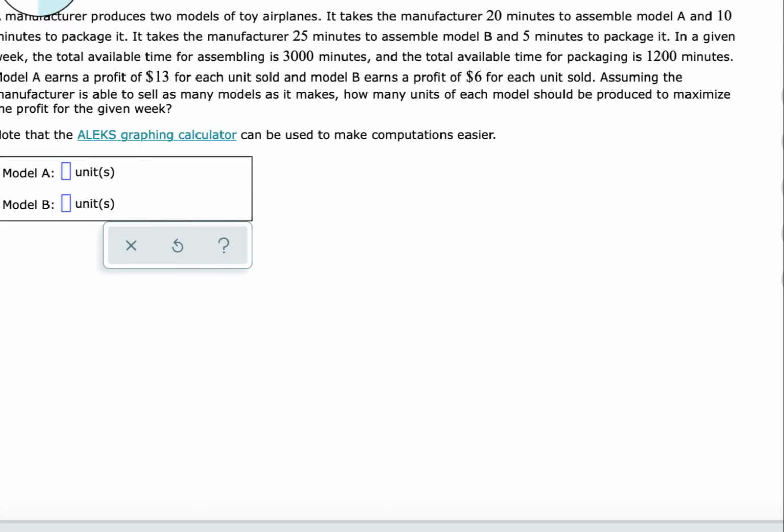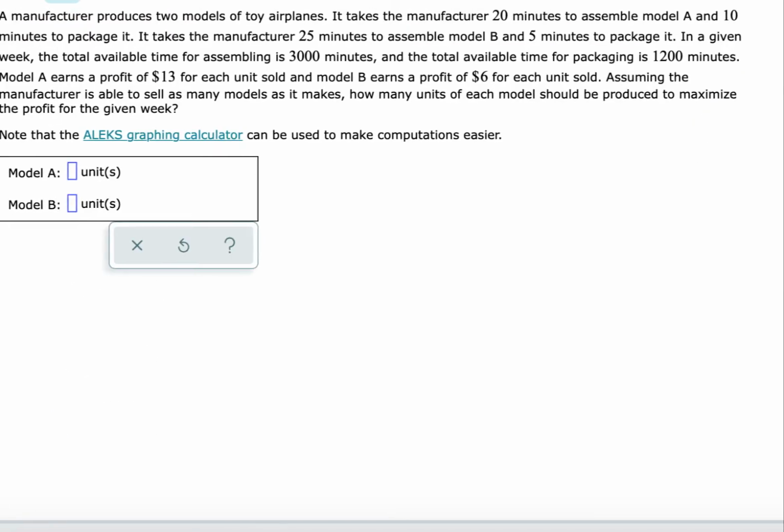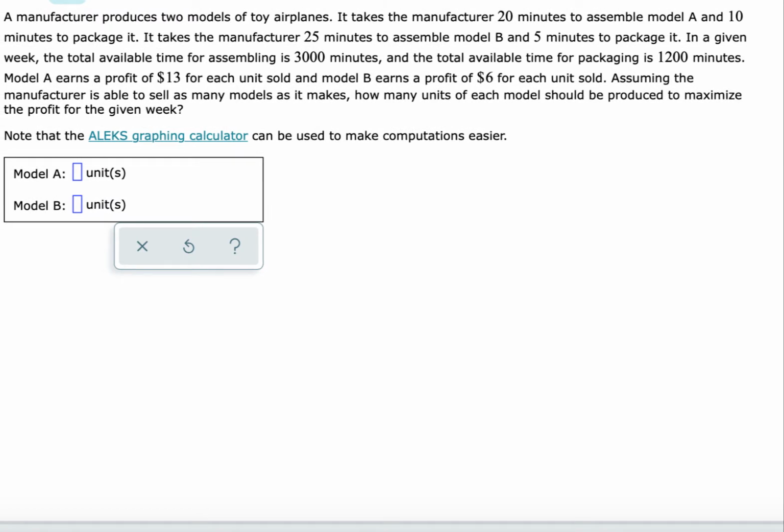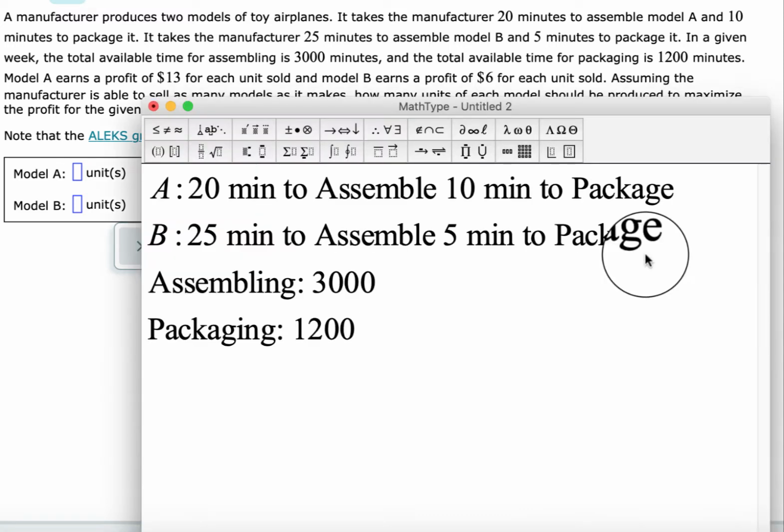Let's do one more. A manufacturer produces 2 models of airplanes. It takes the manufacturer 20 minutes to assemble Model A and 10 minutes to package it. And then it takes 25 minutes to assemble Model B and 5 minutes to package it. In a given week, the total available time for assembling is 3,000 and the total available time for packaging is 1,200. Model A earns a profit of 13, Model B a profit of 6. Assuming the manufacturer is able to sell as many models as it makes, how many units of each model should be produced to maximize the profit for the given week? Using MathType, I've captured what I'd write on paper.